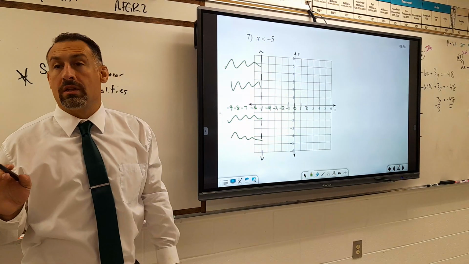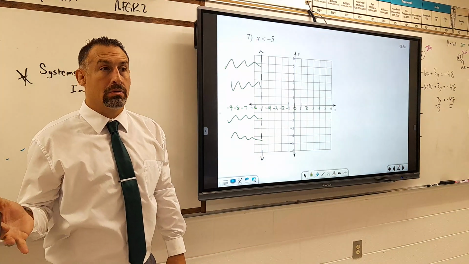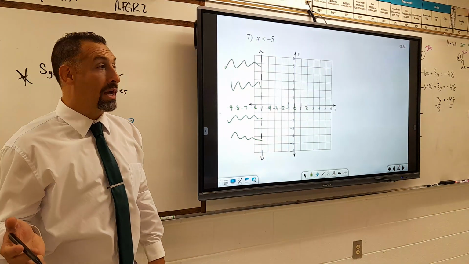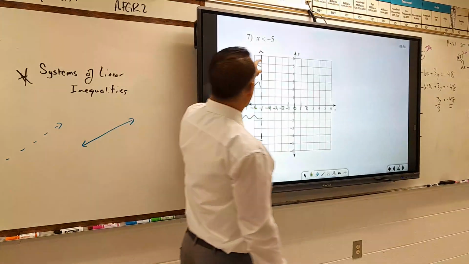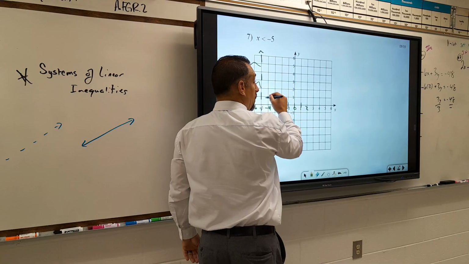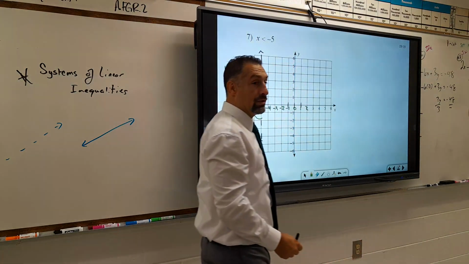Are the points on the line part of the answers? No. That's why it's dashed. It's like a whole lot of little circles all the way down. That's what that dashed line is. Open circles.